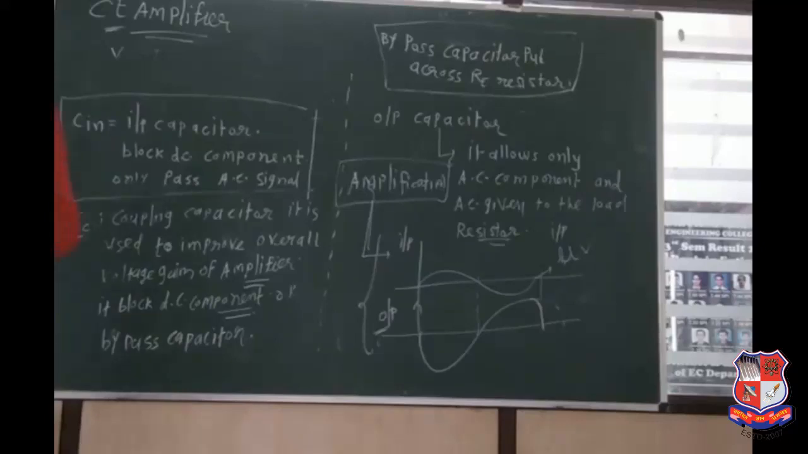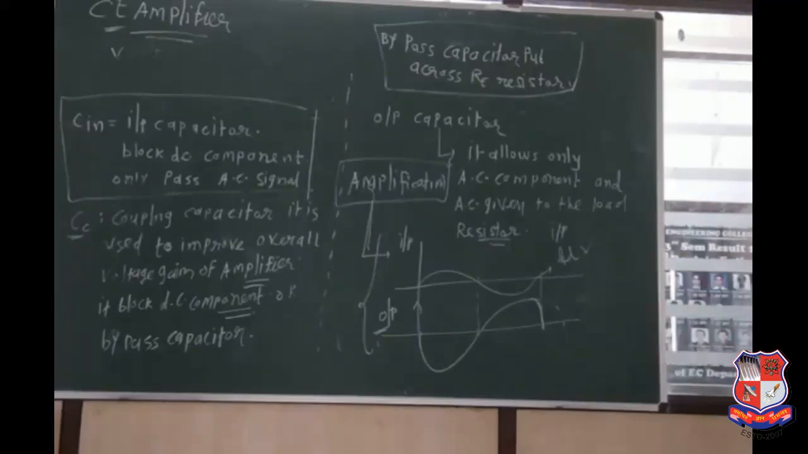Amplification process means what? Step 1, apply the input, so base current flows. Step 2, due to the base current, collector current flows. Step 3, collector current flows according to IC equal to beta times IB. So ICRC is increased. If ICRC is increased, then VC is decreased.